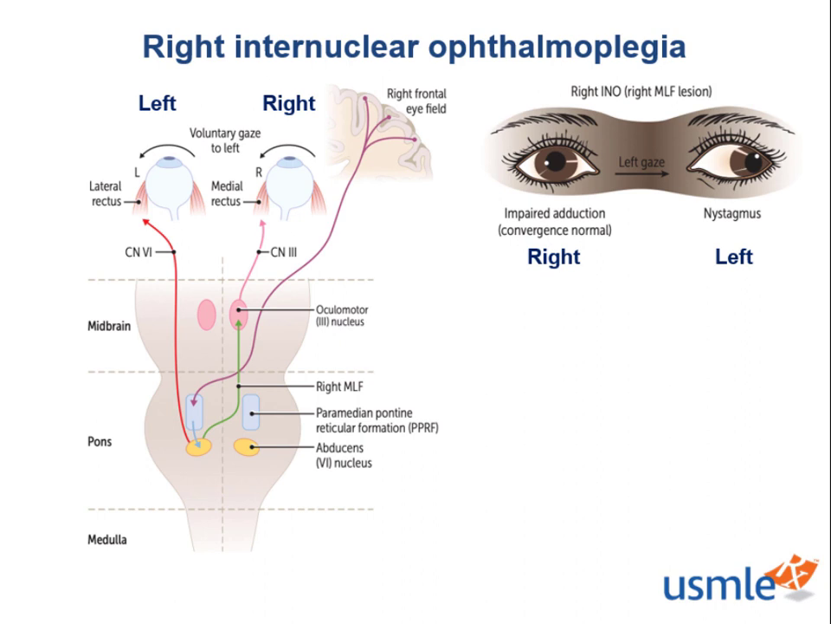Here is that same patient from the last slide with the right internuclear ophthalmoplegia due to damage to the right medial longitudinal fasciculus. I labeled what is the patient's right and left and highlighted the site of the lesion. Based on what we discussed, pause this video and go through the neurocircuitry again in this diagram to make sure you understand why a right MLF lesion leads to a right INO, which leads to impaired adduction of the right eye.